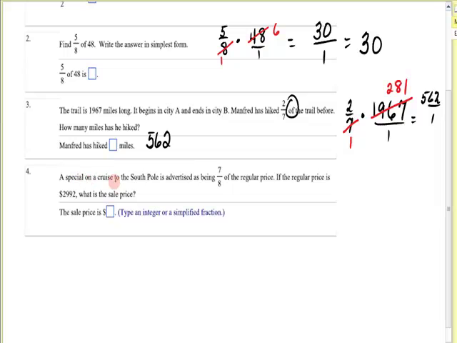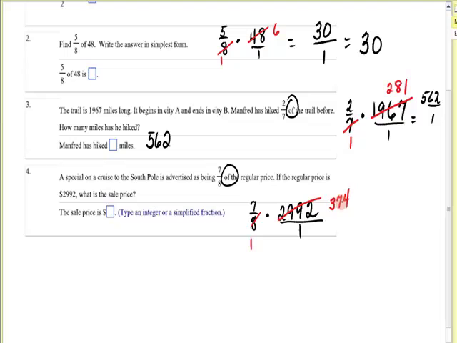All right, last one. A special on a cruise to the South Pole is advertised as being 7/8 of the regular price. And here's the regular price. So it is 7/8 times $29.92. Now, I'm never sure till I test it, but I'm going to see if 8 goes into $29.92. So I use my calculator, and it does. 8 goes in there once, and 8 goes in there 374 times. So now I have to multiply.